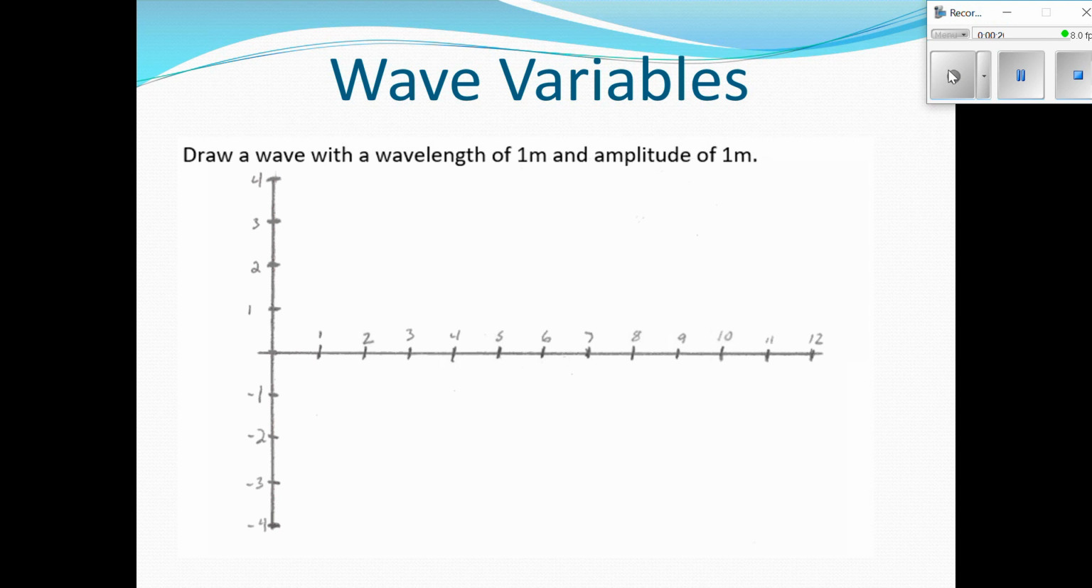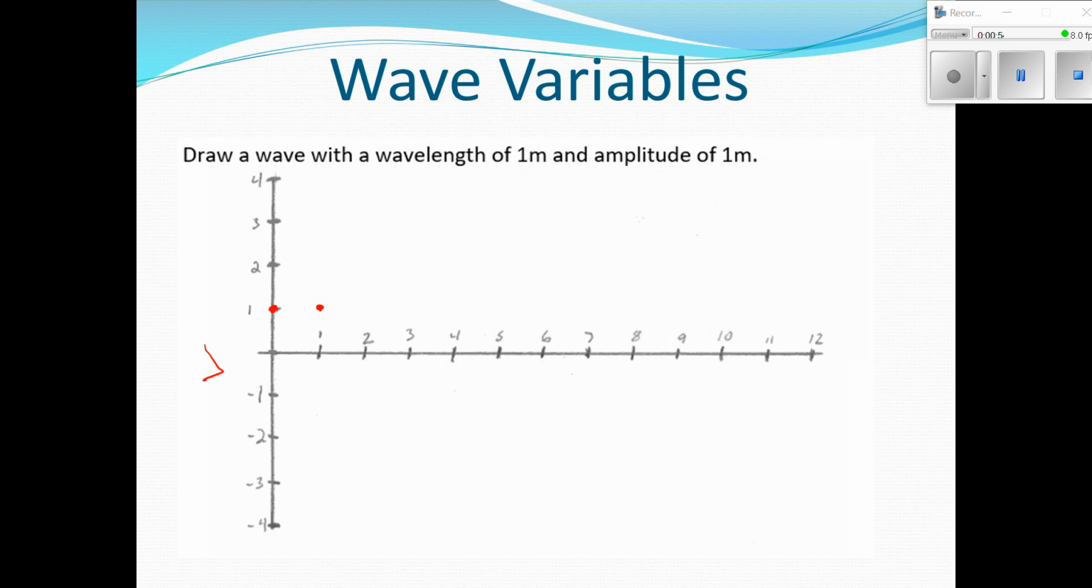If you're looking at this, it's asking us to draw a wave with a wavelength of 1 meter and an amplitude of 1 meter. Now when I'm drawing waves, I like to go ahead and start at the positive amplitude. So I'm going to start at an amplitude of 1. Now my wavelength is 1 meter, so that means when I go through one full cycle, I'm going to be back to where I started. I can see on my x-axis here, I have 1. So I know after one full wave, I'm going to be right back where I started.